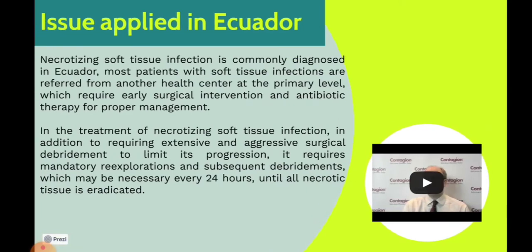Issue applied in Ecuador. Necrotizing soft tissue infection is commonly diagnosed in Ecuador. Most patients with soft tissue infection are referred from another health center at the primary level, which requires early surgical intervention and antibiotic therapy for proper management. In the treatment of necrotizing soft tissue infection, in addition to requiring extensive and aggressive surgical debridement to limit its progression, it requires mandatory reoperation and subsequent debridement, which may be necessary every 24 hours until all necrotic tissue is eradicated.